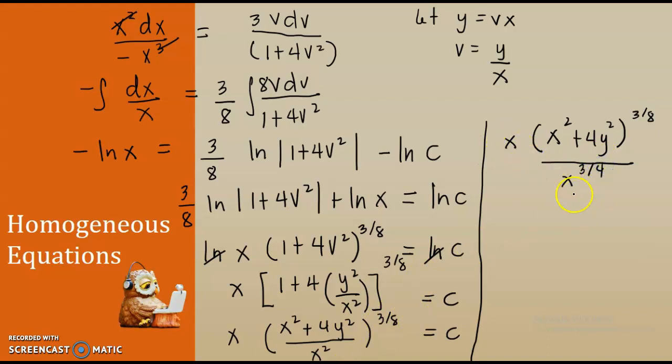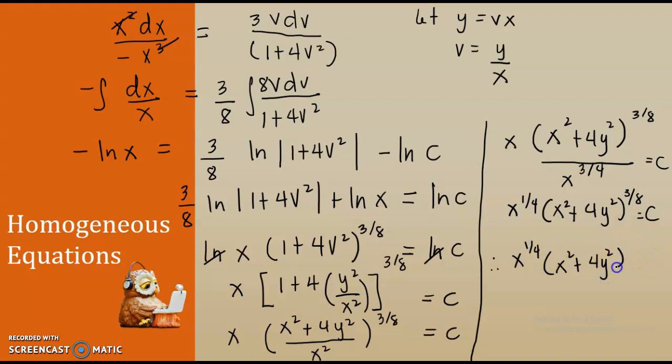Tapos pwede natin i-simplify itong dalawa. This one will become x raised to 1/4 times x squared plus 4y squared raised to 3 over 8. Ito equal to c. Tapos c equal to c. Therefore, the final answer is x raised to 1/4 times x squared plus 4y squared raised to 3 over 8 equal to c.